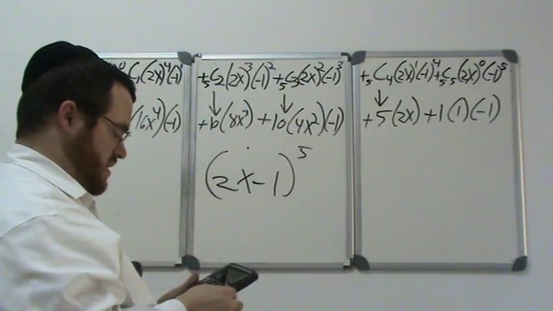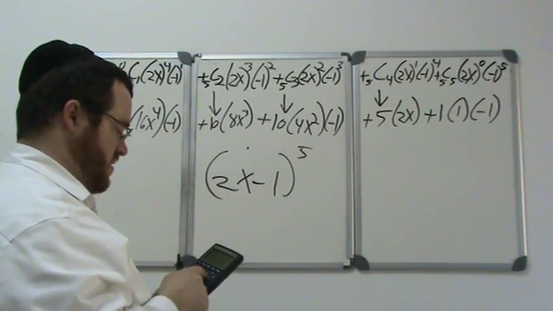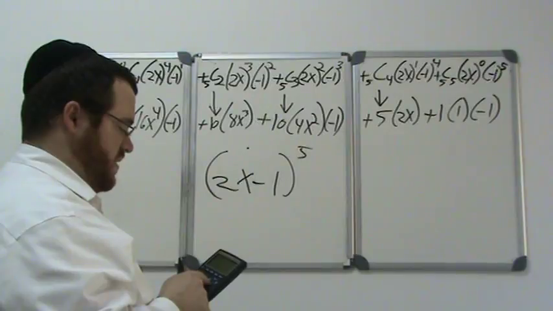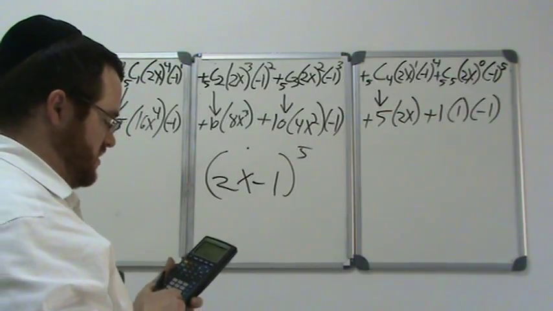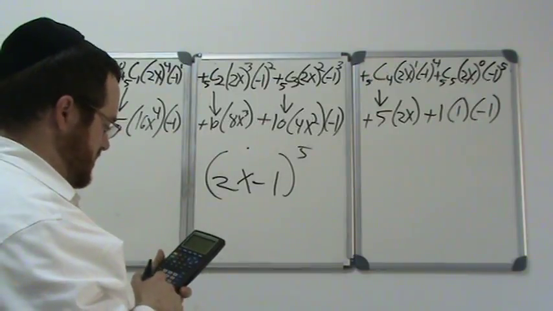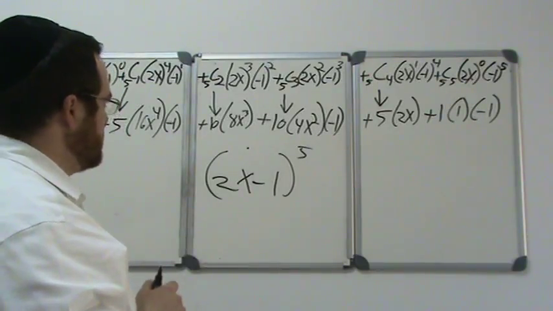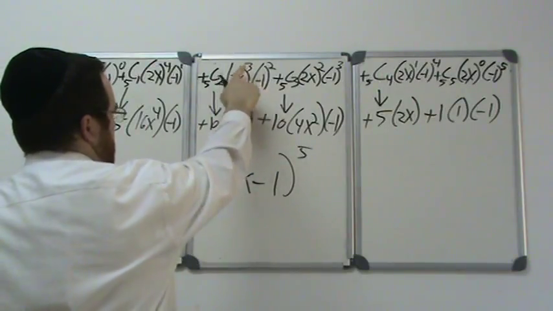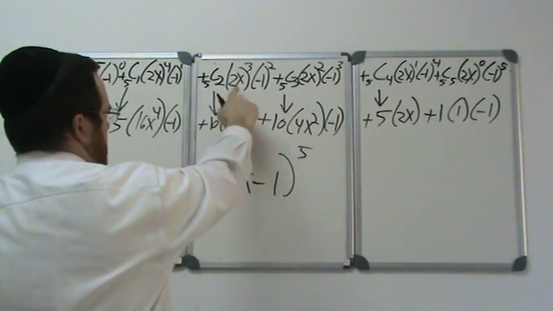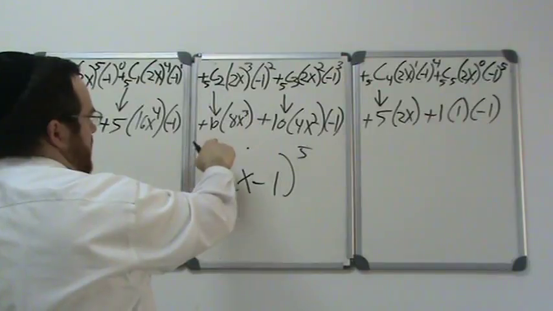Plus 5 combination 2. You put it in your calculator, you press 5, hit math, press to the left once, go down twice, you see NCR, that means number of combinations, press enter, and that's 2. 5 combination 2 is 10. And it's 10 times 2x to the third power. 2 to the third power is 8. X to the third power is x to the third power.